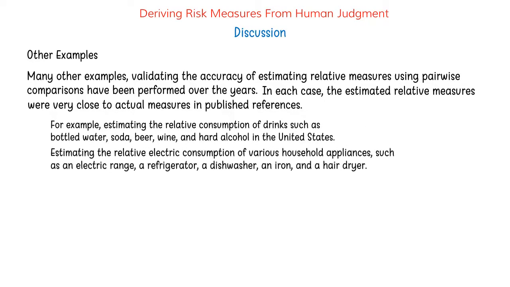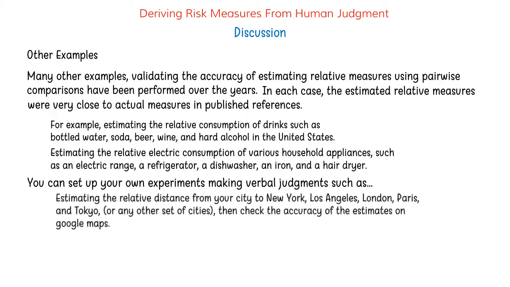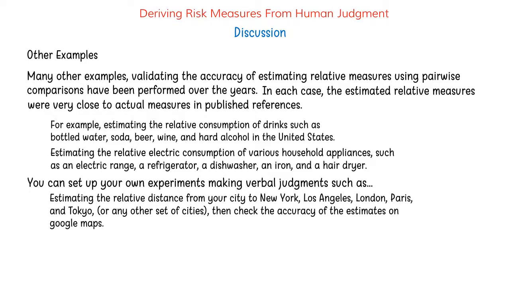Estimating the relative electric consumption of various household appliances, such as an electric range, a refrigerator, a dishwasher, an iron, and a hair dryer. You can set up your own experiments making verbal judgments such as estimating the relative distance from your city to New York, Los Angeles, London, Paris, and Tokyo, or any other set of cities, then check the accuracy of the estimates on Google Maps. You will be impressed with your estimates.